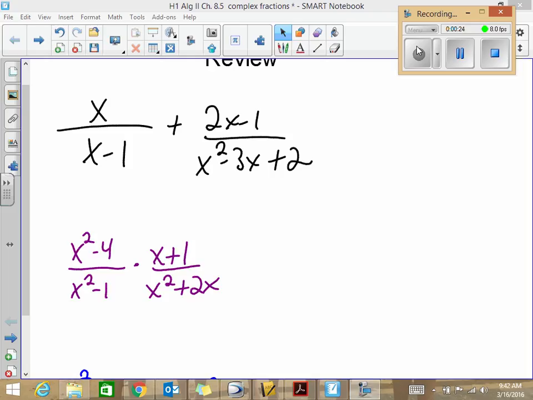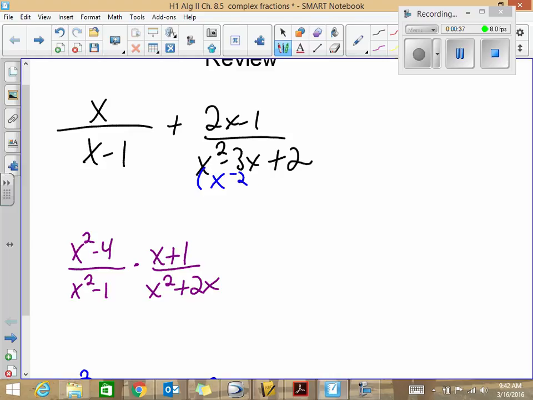Okay. All right, so let's go over these. Again, addition, subtraction, you have to have a common denominator. That's the main thing to remember. And this one factors to x minus 2, and my board's messed up again, x minus 1.